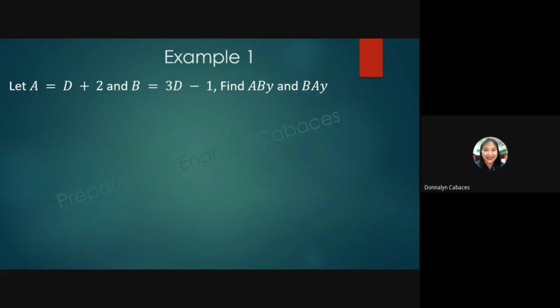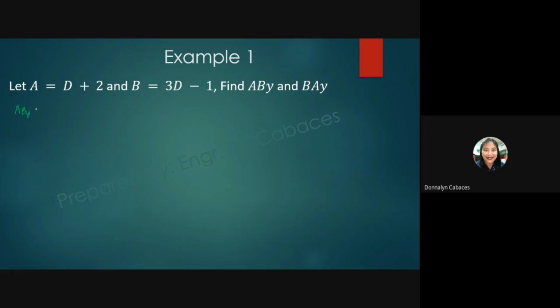Okay, so let us have here example number 1. Let A equal D plus 2 and B equal 3D minus 1. Find ABy and BAy and also determine whether AB is equal to BA. Take note that the differential operators have constant coefficients. The coefficient of D in A is 1 and the coefficient of D in B is 3.